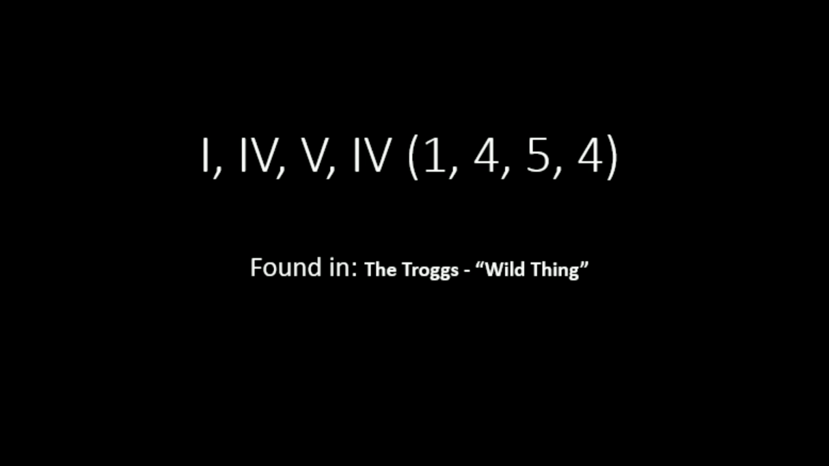Okay, next we're talking about the 1 4 5 4 progression, which is used in Wild Thing. Now this progression is pretty similar to the first one we talked about, 1 4 5, but this goes back to 4: 1 4 5, and then back to 4, which creates a little bit of a different kind of sound, although still very, very basic. All right, let's take a look at the piece we have here.